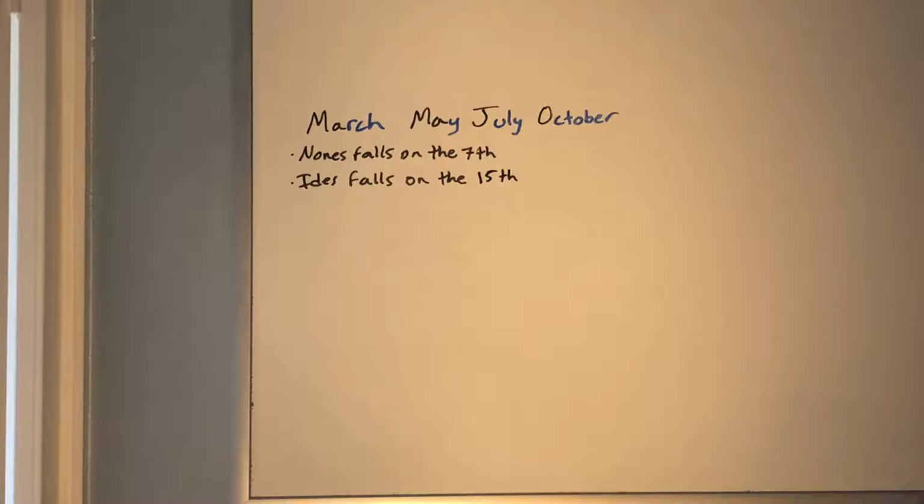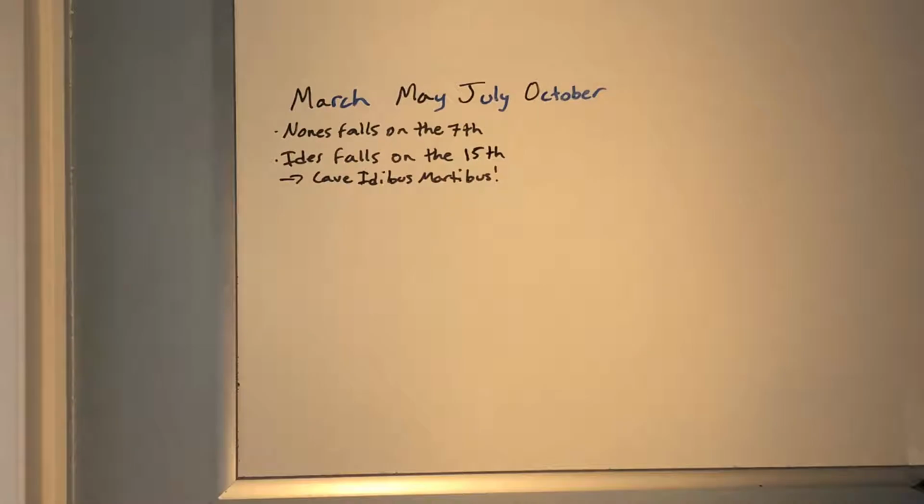I think that these are the more famous ides because, as we know, Cave idibus Martibus, beware the ides of March, when Caesar was assassinated. The other fixed point, the calends, will always fall on the 1st. It's always the start of every month. So there are a couple different ways you can remember these months. You can just call them the Mama Joe months, which I will do for this video.